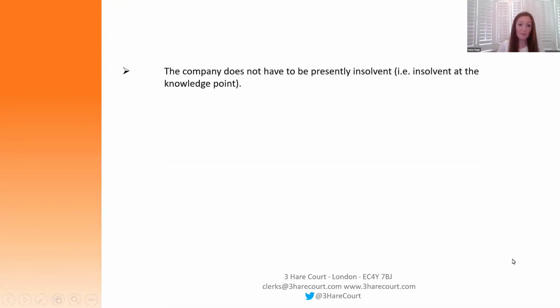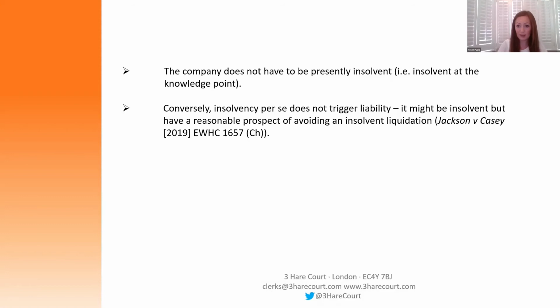The key is the company does not have to be presently insolvent. So that's quite important. The company, at the moment of truth, might not actually be insolvent. The question is whether it has any reasonable prospect of avoiding becoming insolvent. Conversely, temporary current insolvency does not trigger liability either, because the key is whether it will be able to trade out of that and avoid an insolvent liquidation.